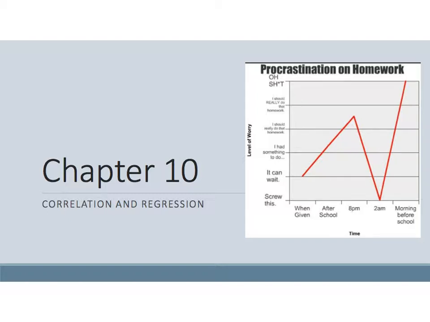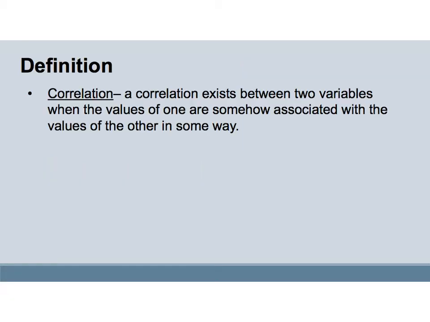A lot of people really like this chapter because it's much more algebra based. It's talking about lines and linear equations, y equals mx plus b. Okay, we're talking about correlation. Correlation exists between two variables when the values of one are somehow associated with the values of the other.